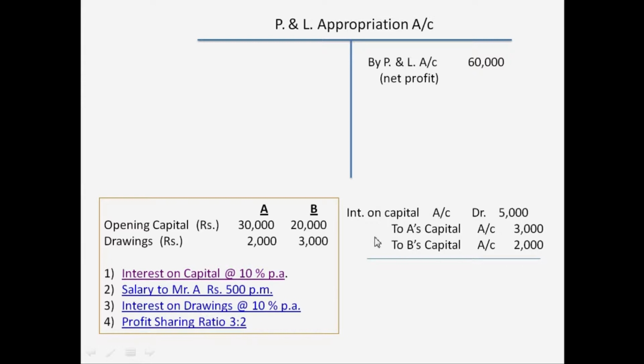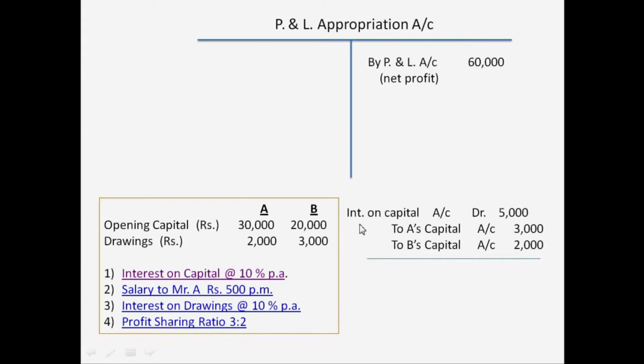Whenever we need to increase the balance of capital account, we are to credit the capital accounts, and same thing firm is doing here. As firm is not paying this 3,000 and 2,000 to A and B, firm is increasing the balance of their capital accounts. That's why A's and B's capital accounts are credited.